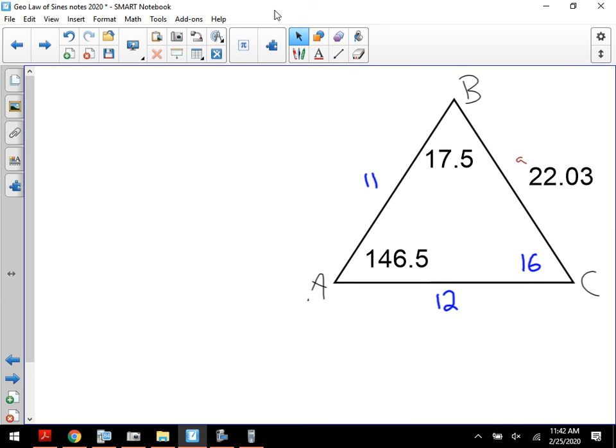Remember, in this case here, you have to inverse the sine to get to B, and then you just subtract from 180 to get to A, and then cross multiply through.